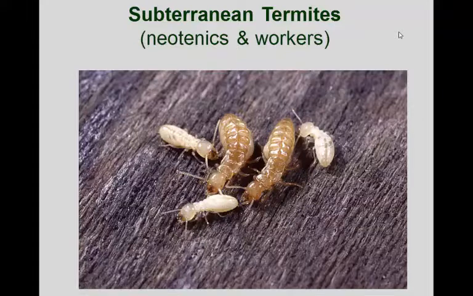Here are some secondary reproductives. You can see these are ones that were, again, workers, but because maybe the primary reproductive had died or something else, they then became secondary reproductives, and these are called neotenics in the industry. As you can see, they've gotten a little bit darker pigmentation. The abdomen is extended, but it's not nearly as extended as the primary reproductive. Their abdomens never get quite that large, but they are obviously bigger than a normal worker.